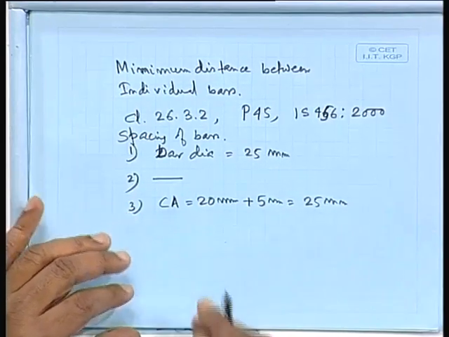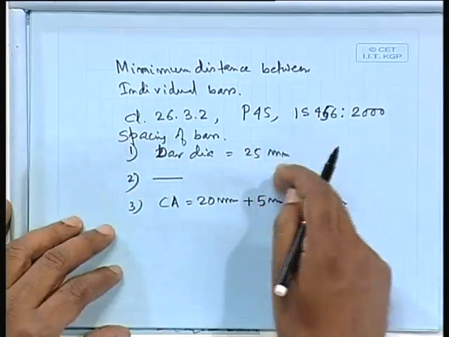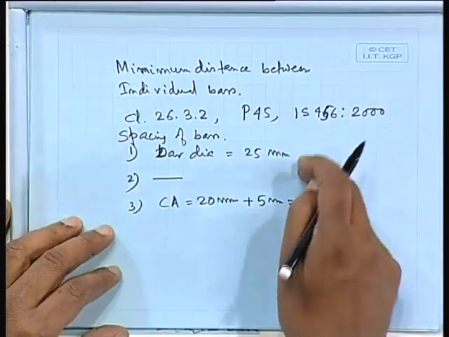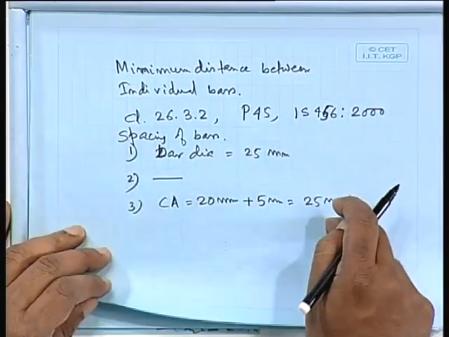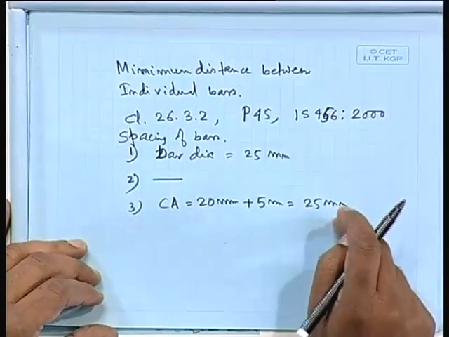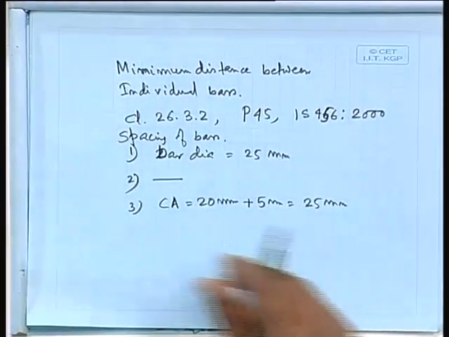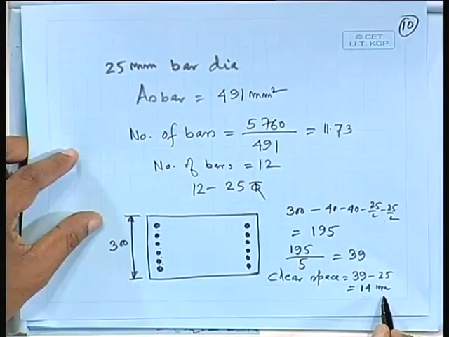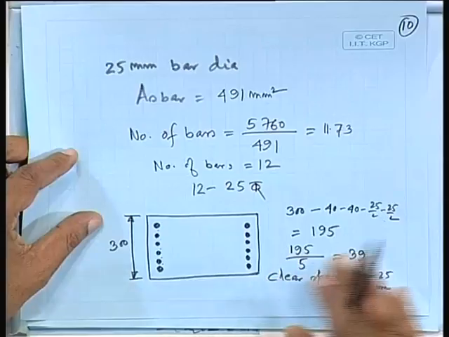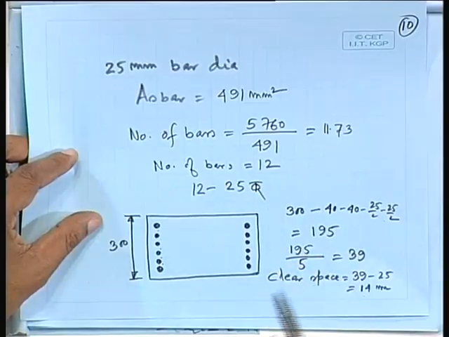So, what is the spacing then? Out of that obviously it has come 25, 25 both, but anyway, whichever is the maximum, that we have to choose, and it should not be less than that. But in our case what happened? In our case we have got only 14 millimeter. That means, with this section we cannot provide, so we have to increase the section.